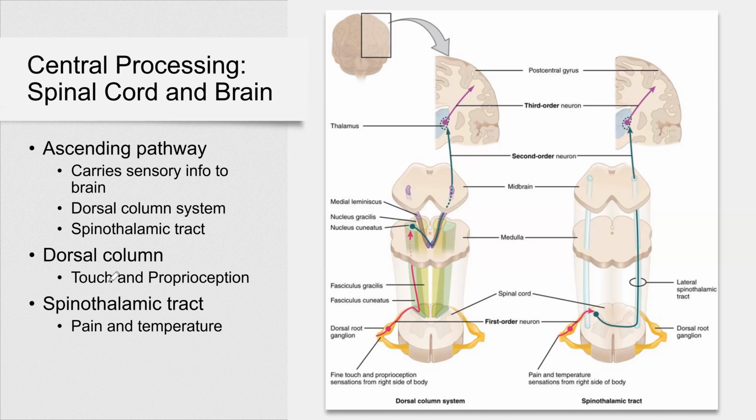And the dorsal column carries information of touch, vibration, pressure, and proprioception, right? That's the dorsal column. Pressure, I'm not sure. Let's just say touch and proprioception. So this is the dorsal column. If somebody is touching you, that's where this action potential, electrical impulse, moves.